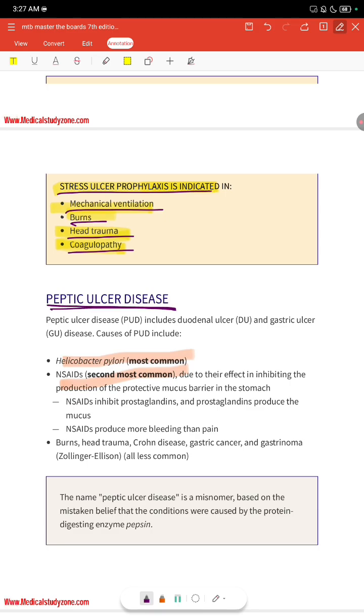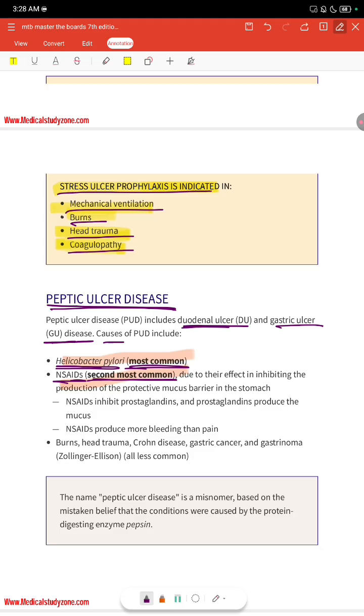Peptic ulcer disease. Peptic ulcer disease includes duodenal ulcer and gastric ulcer disease. The most common cause is Helicobacter pylori. The second most common cause is NSAIDs. So peptic ulcer disease is basically an umbrella term which includes duodenal ulcer and gastric ulcer disease. The most common cause is Helicobacter pylori, and the second most common cause is NSAIDs.